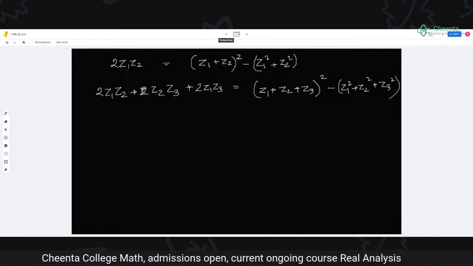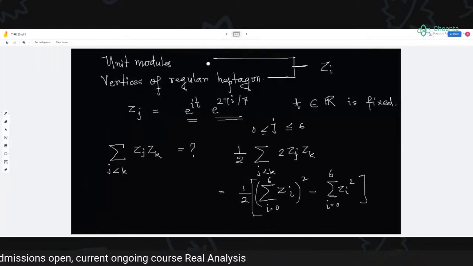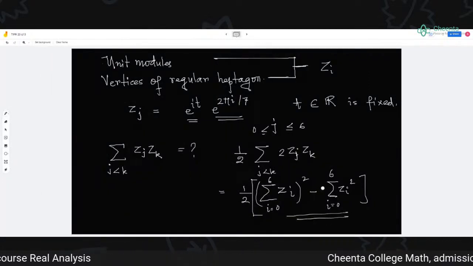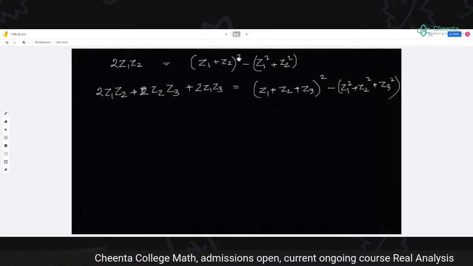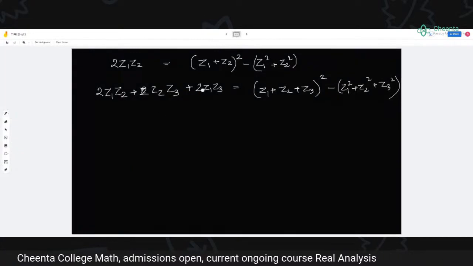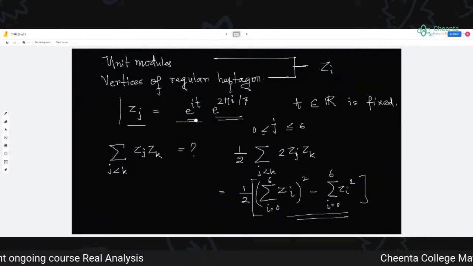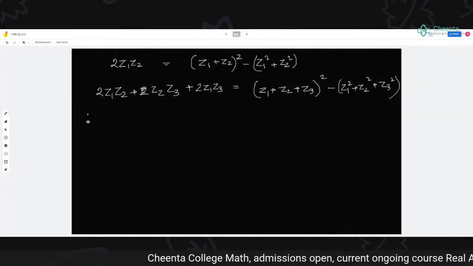Okay, so this is practically, with mathematical induction, you can prove that if you take zj zk, then this will be the answer. Okay, so I have taken half common and multiplied by 2. Now, since we have a very specific form of zj at our disposal, we will just put them here.